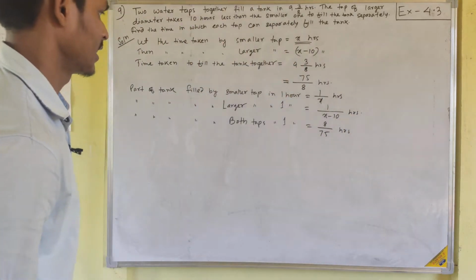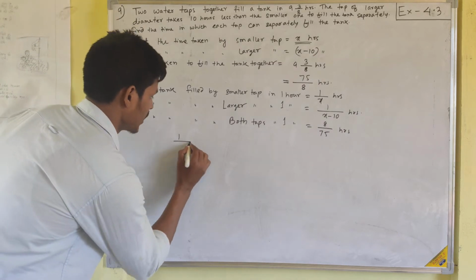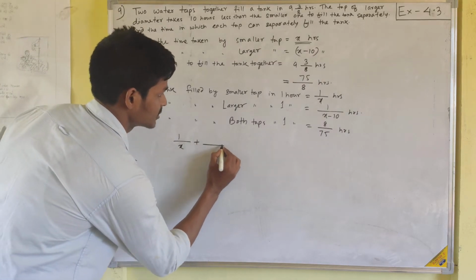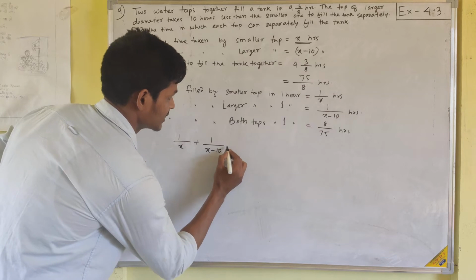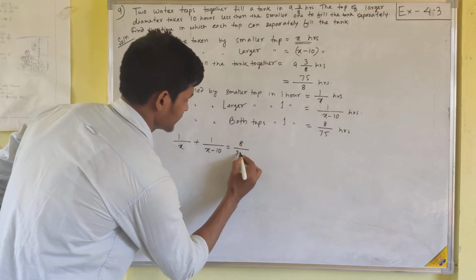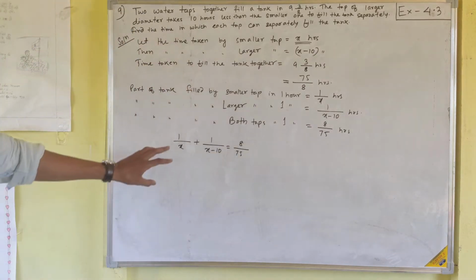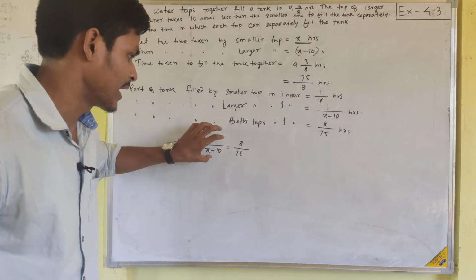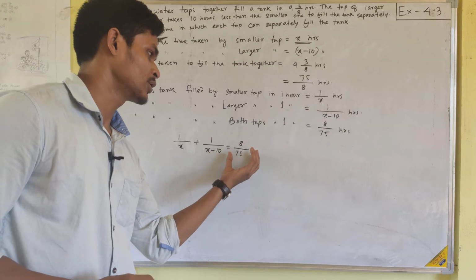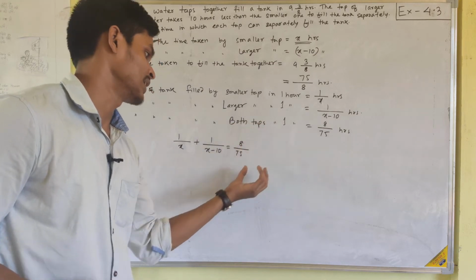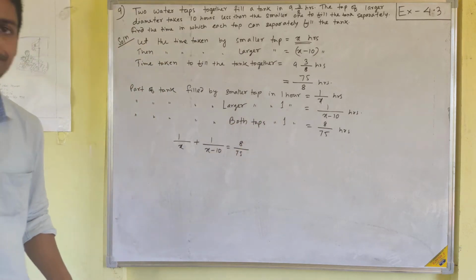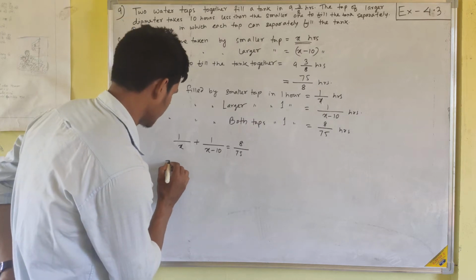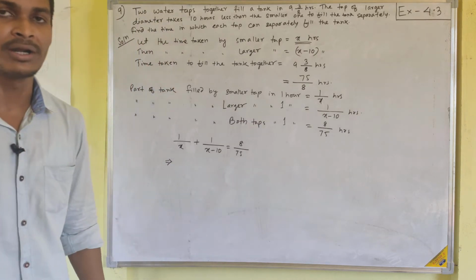Now I can write here 1 by x plus 1 by x minus 10 equal to 8 by 75. The part of tank filled by the smaller tap in 1 hour and by the larger tap in 1 hour equals what both the taps fill in 1 hour. Now I will solve it and make a quadratic equation.